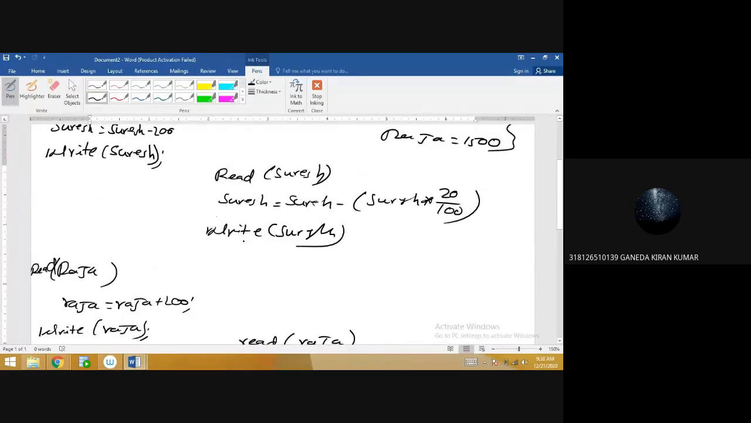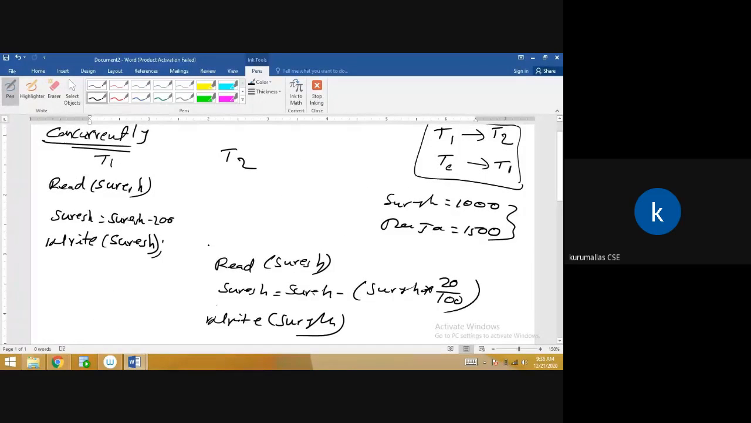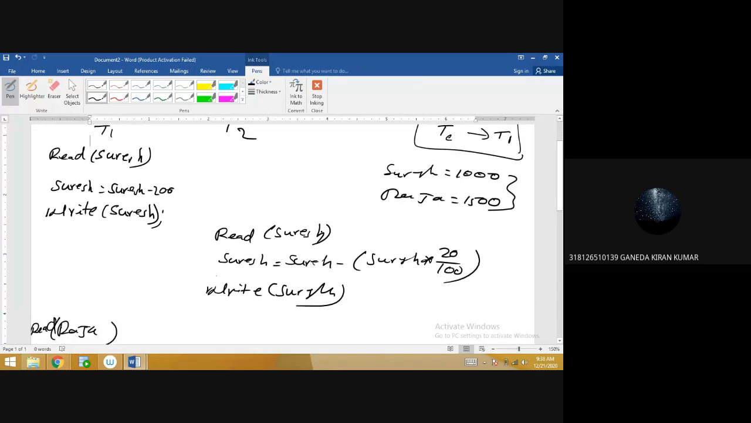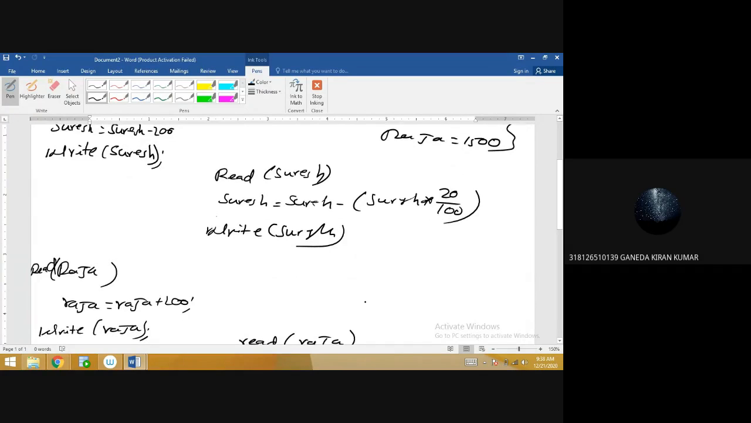640 and 1860, sir. Can you explain how it is 640 and how it is 1860? Is the screen visible? Yes, sir. First, from Suresh account, we take off 200, sir. The remaining amount is 800. And again, we must take 20% of 800, which is 160. So total 360 rupees, sir. Right. Next, we add 200 to Raja account.